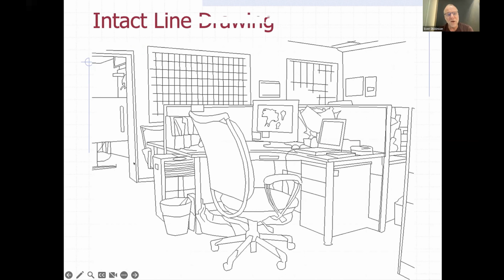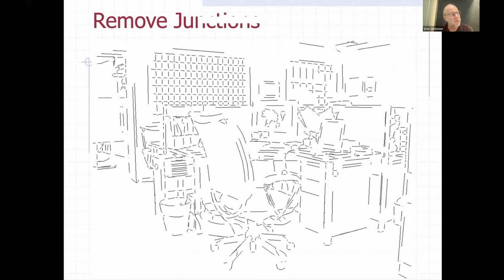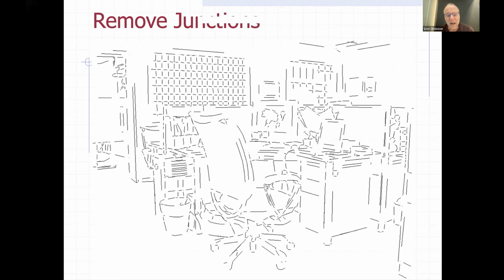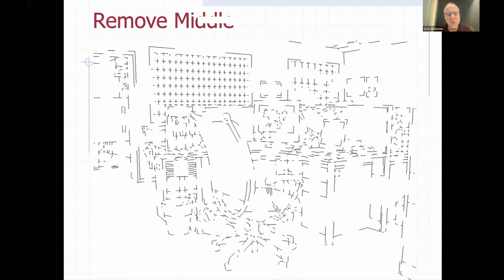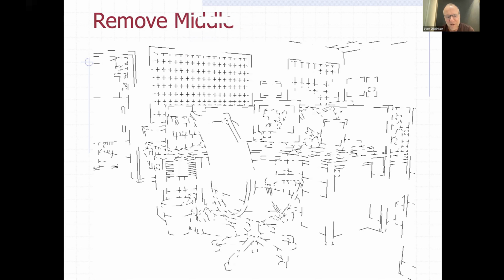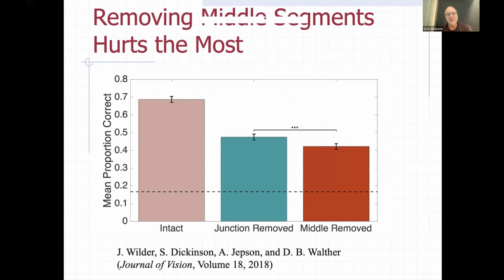And so we take our original line drawing intact. Here's where we're removing the junctions. This is the outer 50% of each line. And here's where we remove the middle 50% of each line. And I'm going to toggle back and forth and try to have you guess. You don't have to report your answer, but try to guess or observe which one do you think is easier to recognize in terms of this scene. Is it removing the junctions as we see here, or is it removing the middle segments of the contours as we see here? All right, so form your opinion. And what we found was removing the middle segments decreases performance. There's something inherent in those middle segments that better allows people to classify these kinds of scenes.